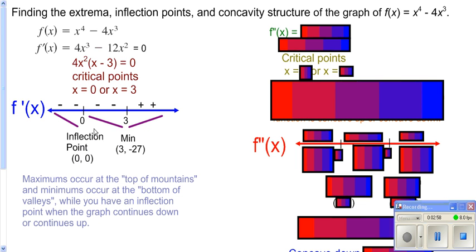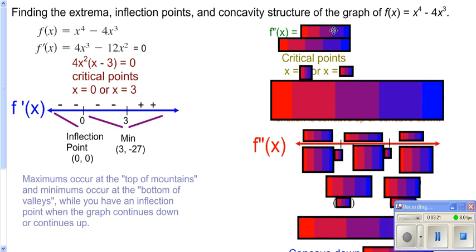Your maximums will occur at the top of the mountains. Here we have a bottom of a valley, so therefore it's a minimum. And when it continues down, levels out, and continues down, or would continue up, level out, and continue up, that would be a point of inflection. This point of inflection should also show up when we do our second derivative test.